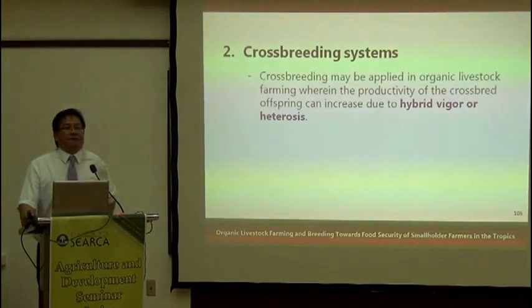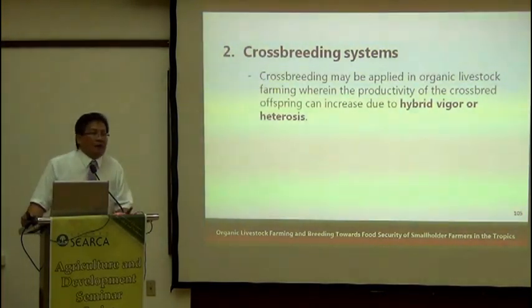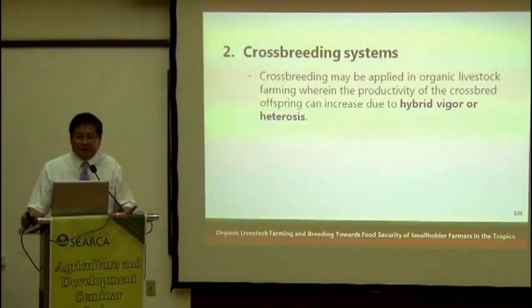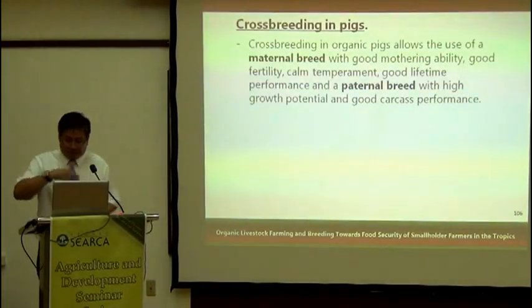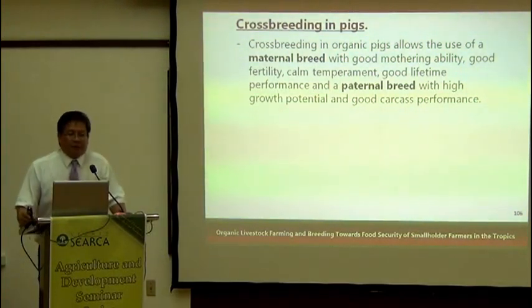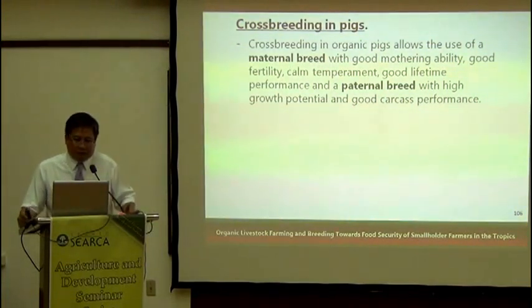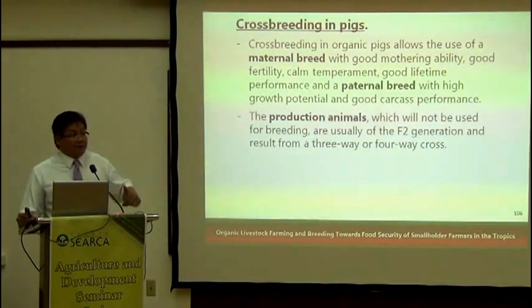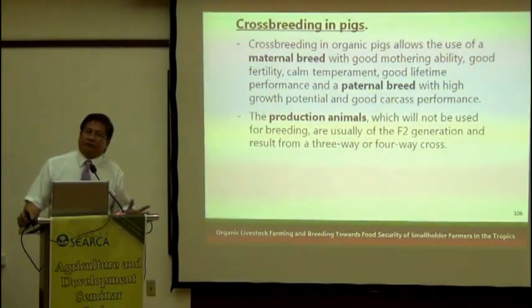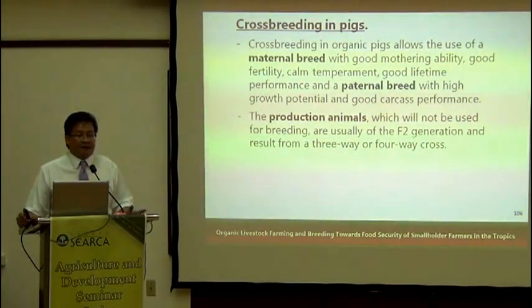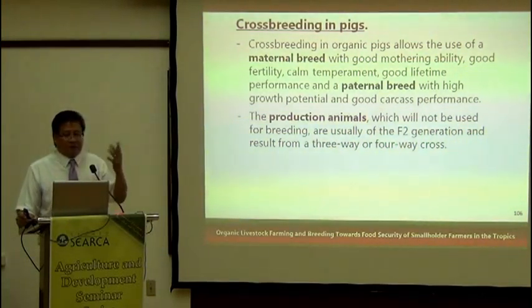The other part of the breeding program would be the crossbreeding system. Of course, everyone knows that we take advantage of hybrid vigor and heterosis. But just to give you some practices that they've been doing, in pigs it's very similar to conventional. That is, you choose the maternal breed with good mothering ability, good fertility, calm temperament, good lifetime performance, and then you mate it with the paternal breed that is known to have high potential for growth and good carcass performance. And the production animals, which would not be used for breeding, usually we call them the terminal cross, they are usually the F2 generation, and they are usually a result of a three-way or four-way process.